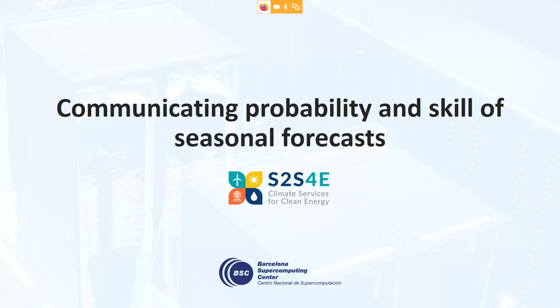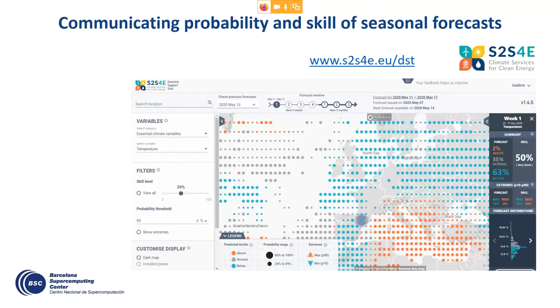And what I want to focus on in these examples is how 2 different aspects are communicated. First, probability, and then skill in seasonal forecasts. So you will see examples of 3 different seasonal forecasts, and we are going to see how they codified it. So I'm going to start with a visualization, which is a decision support tool developed under the S2S4E project.